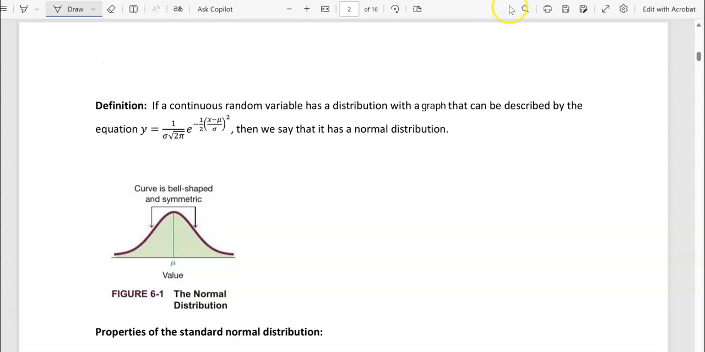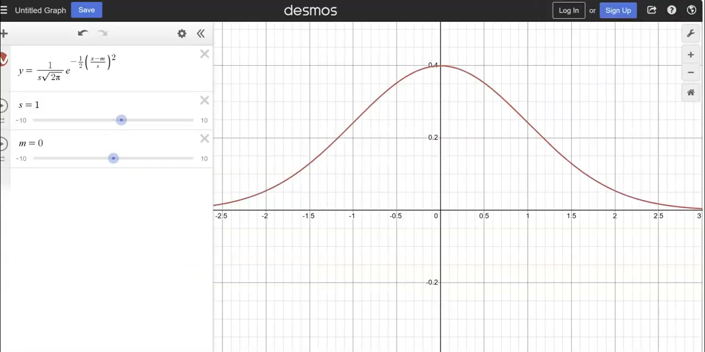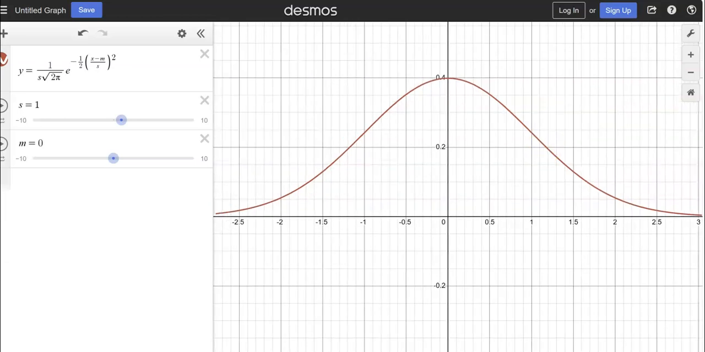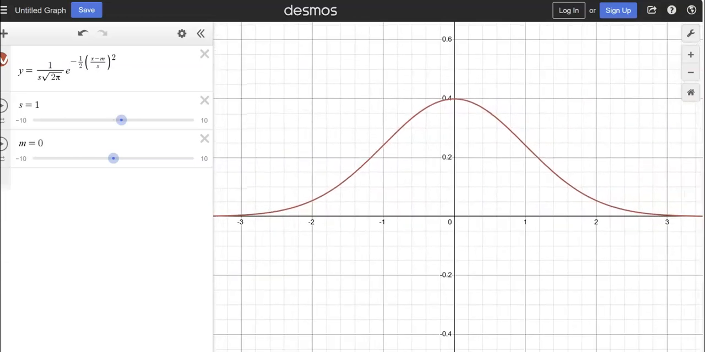So I've done that in Desmos. So over here at Desmos, I'm using S for the standard deviation instead of sigma, and I'm using M for the mean instead of the mu Greek letter that you see in the formula. And you can see that if my mean is 0 and my standard deviation is 1, it's going to create this really nice, beautiful, symmetric distribution here. And that's really what we're focused on.